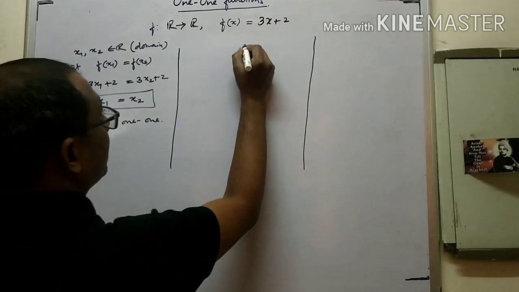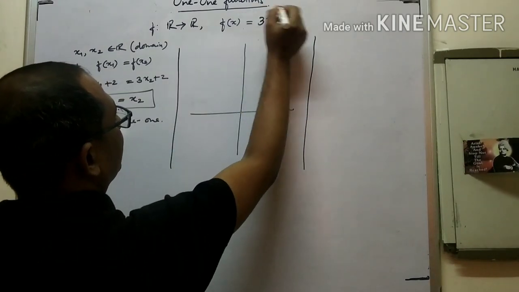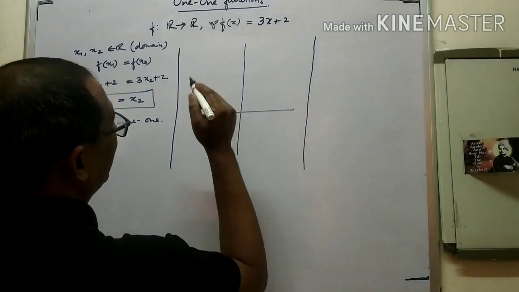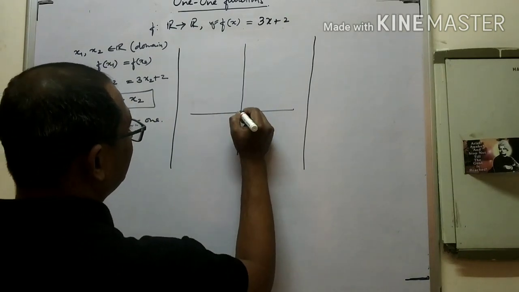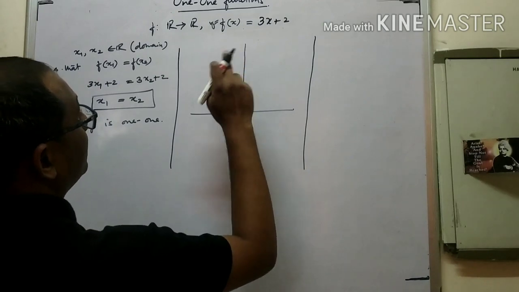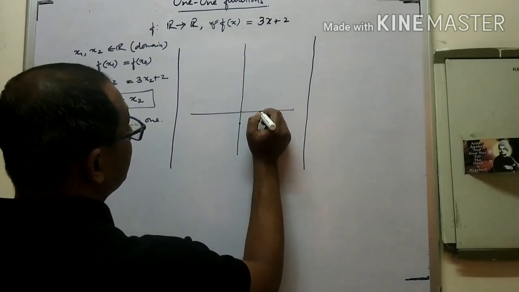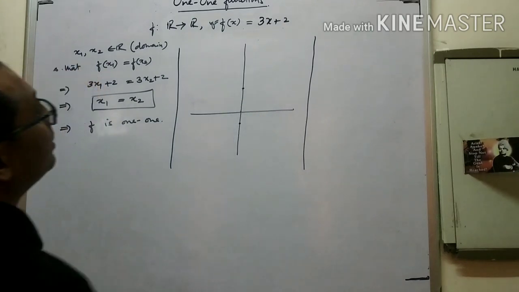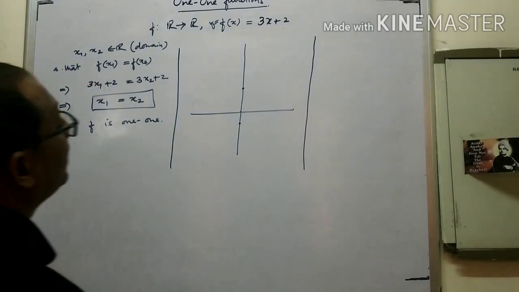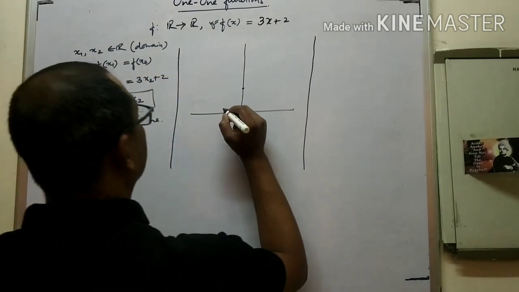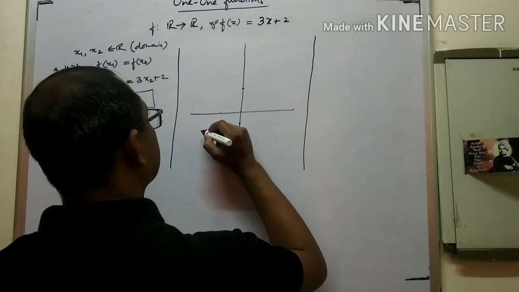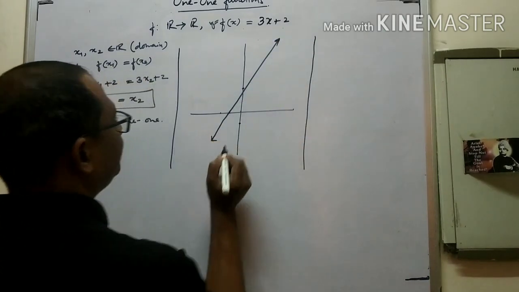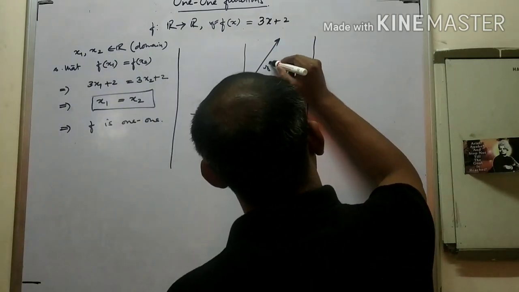The second method, we are going to draw the graph of it. f(x) = 3x + 2, so we take y = 3x + 2. For y = 0, x = -2/3, and for x = 0, y = 2. The slope is positive. So this one is y = 3x + 2.